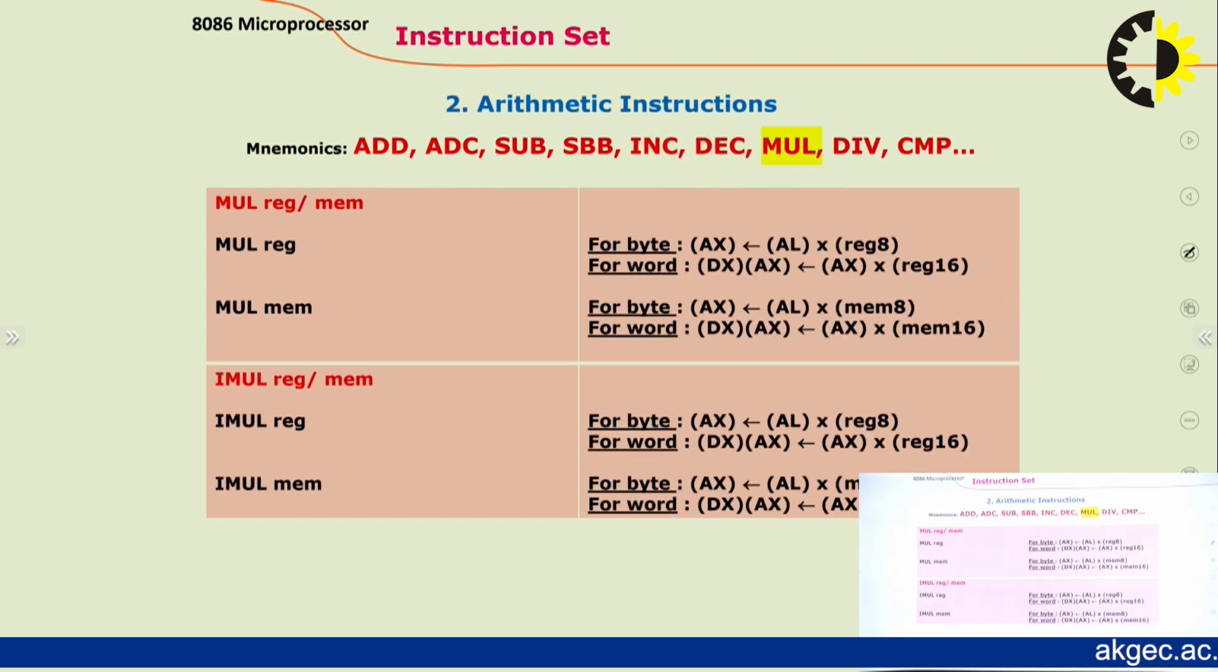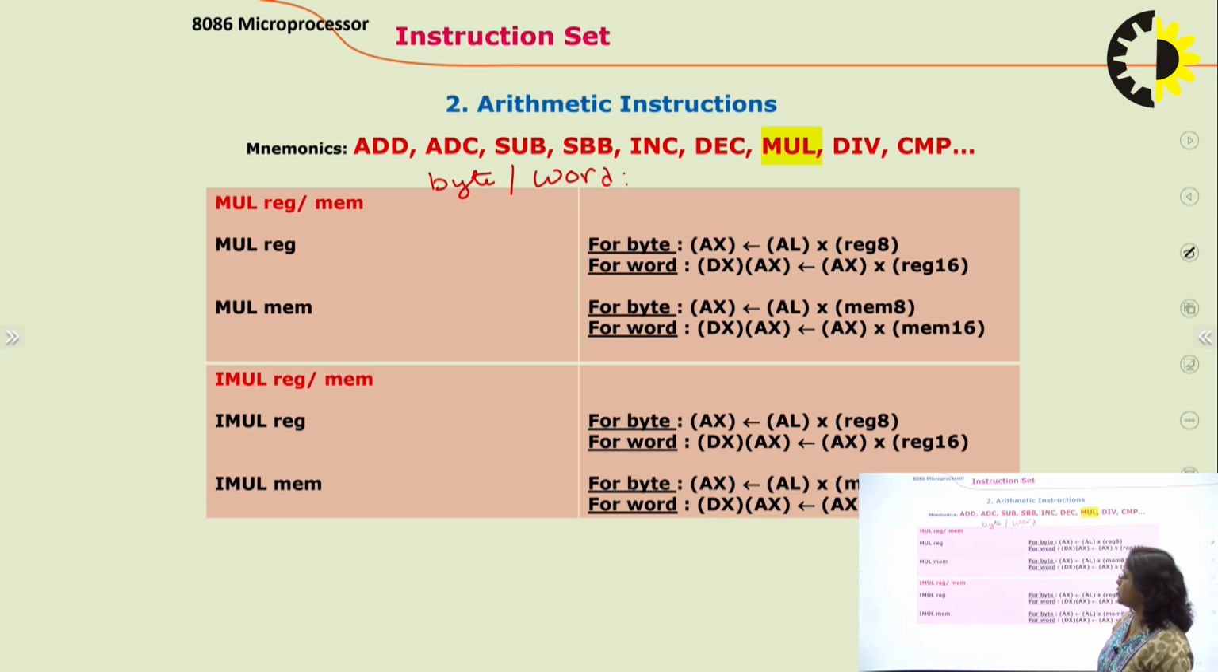Next is multiply. The 8086 microprocessor, unlike the 8085, supports multiply and divide instructions also. The multiply operation can be a byte or word operation. Here one operand is by default AX, that is the accumulator, and the other operand is specified either in a register or memory location. In case of byte operation, the result will be 16-bit and both operands will be 8-bit.